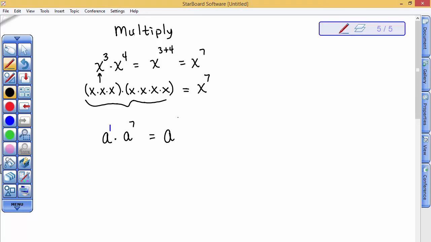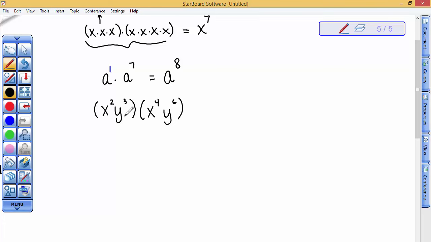Let's say I have x squared times y to the 3rd and x to the 4th times y to the 6th. I'm going to move these around because these are all just multiplication symbols, and multiplication can be done in any order. Do I need to? Not necessarily, but I want you to see the x to the 2nd and the x to the 4th side by side. Because their bases are alike, I get to add their exponents and make it x to the 6th.